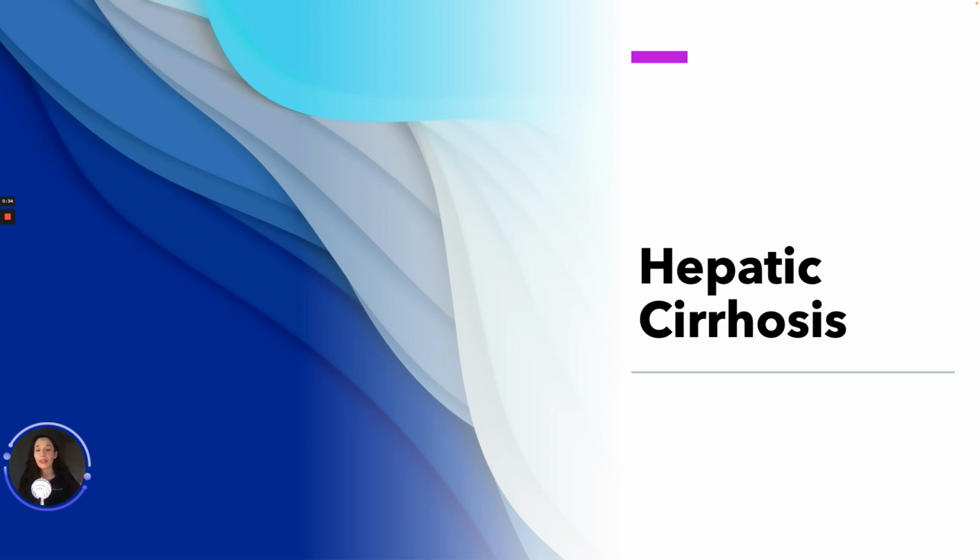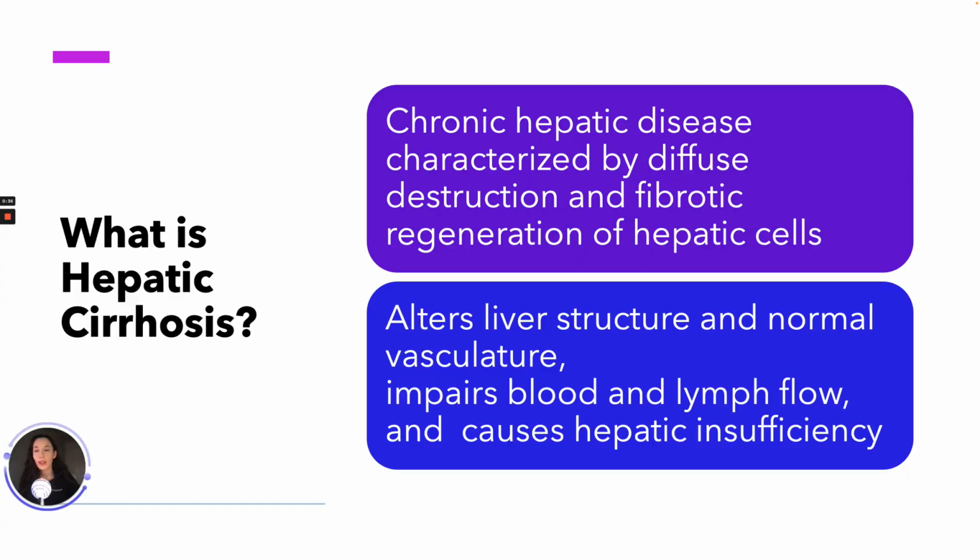Alright, so liver cirrhosis. It's a chronic hepatic disease characterized by diffuse destruction and fibrotic regeneration of hepatic cells. It alters liver function and normal vasculature, impairs blood flow and lymph flow, and causes hepatic insufficiency.